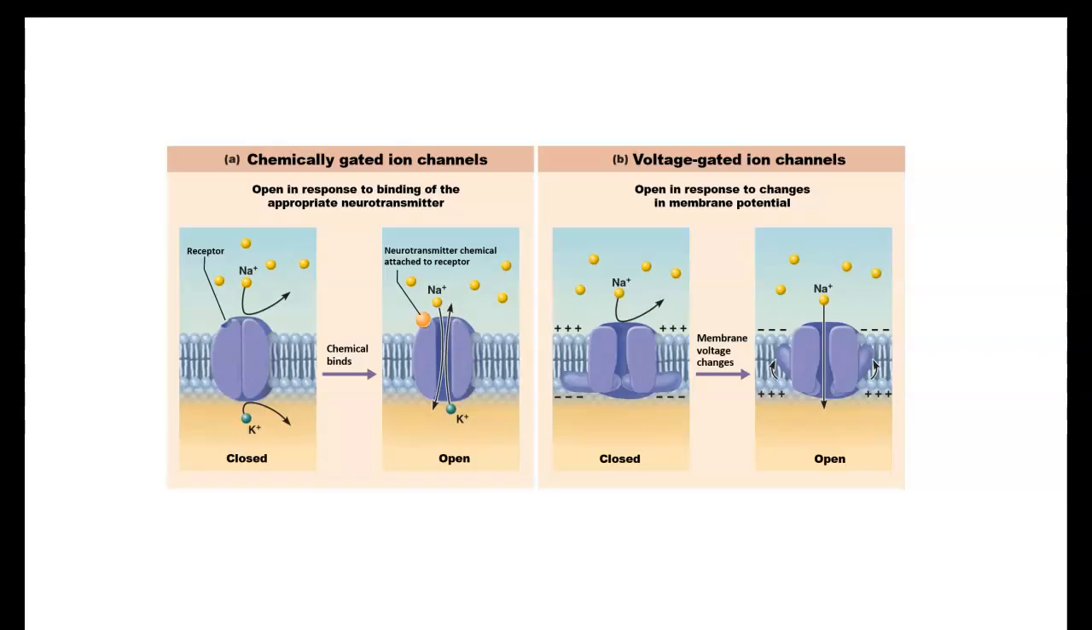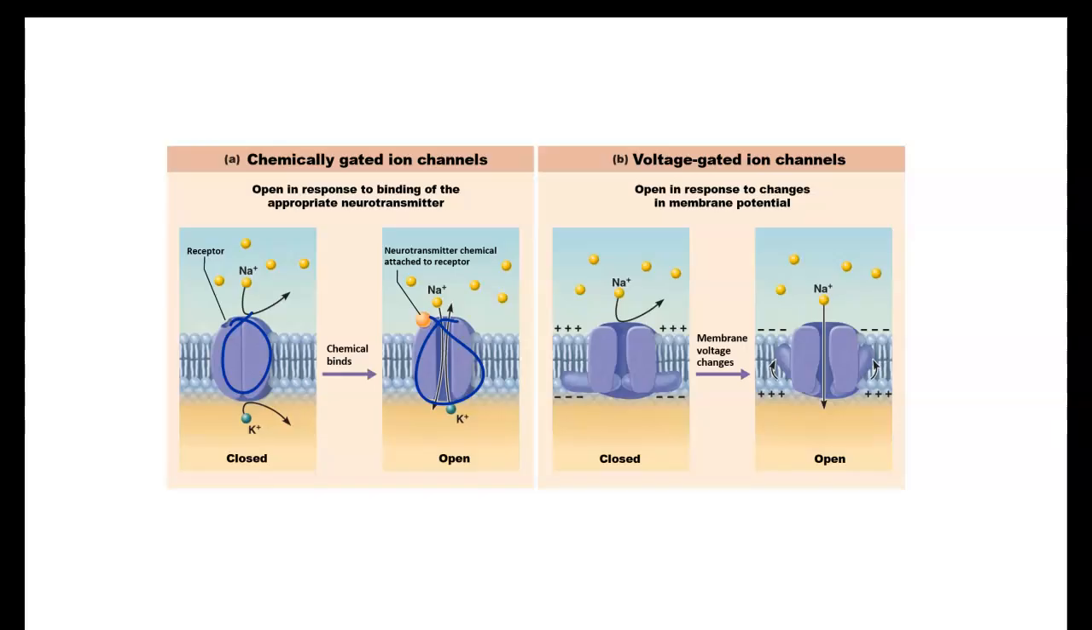Here we see a chemically gated ion channel. It's going to open in response to binding of the appropriate neurotransmitters. You have a receptor found on that protein embedded in the cell membrane. The channel stays closed until a neurotransmitter, a chemical, comes in and attaches to that receptor. Notice how it opens up the channel and allows ions to go through.